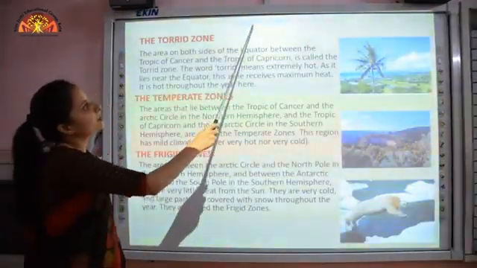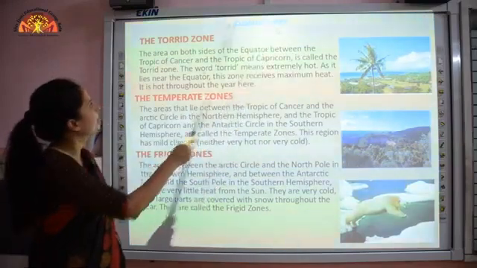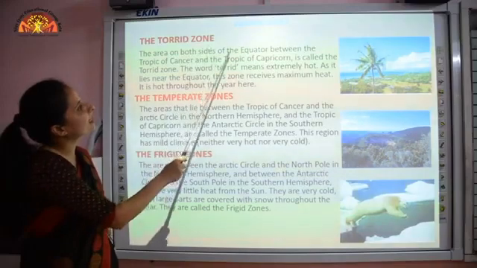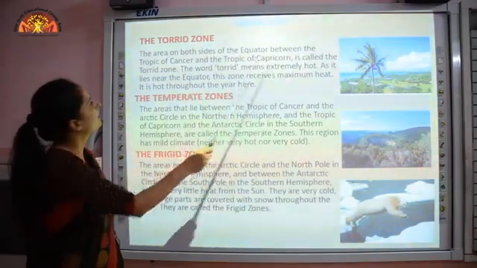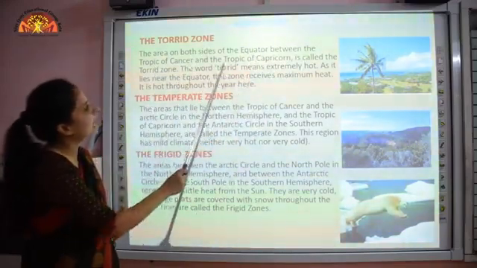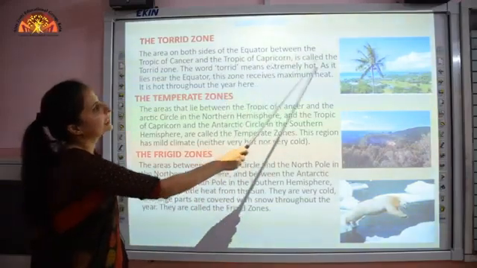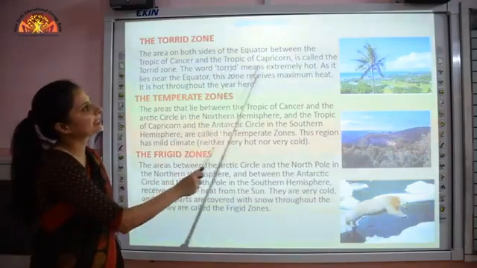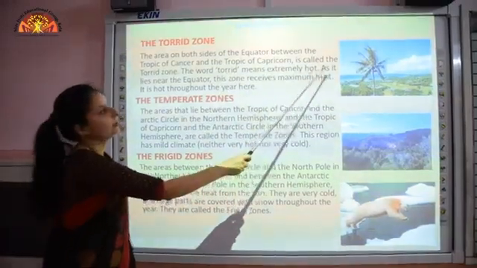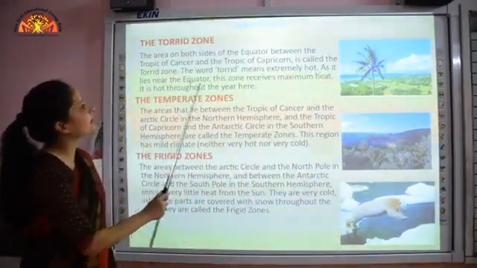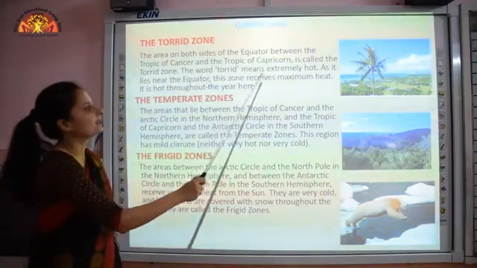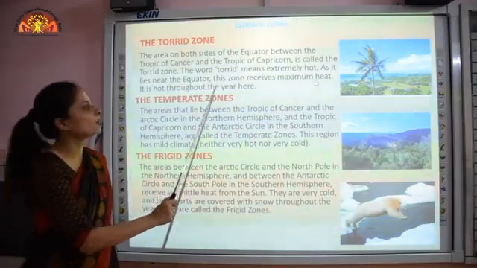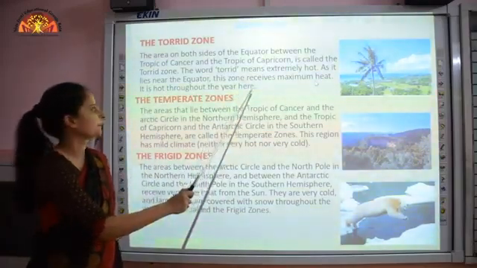Now we will learn about the climatic zones in detail. First, the torrid zone. The area on both sides of the equator between the Tropic of Cancer and the Tropic of Capricorn is called the torrid zone. The word torrid means extremely hot. As it lies near the equator, this zone receives the maximum heat. It is hot throughout the year here.